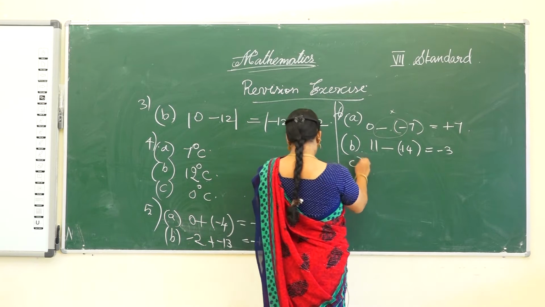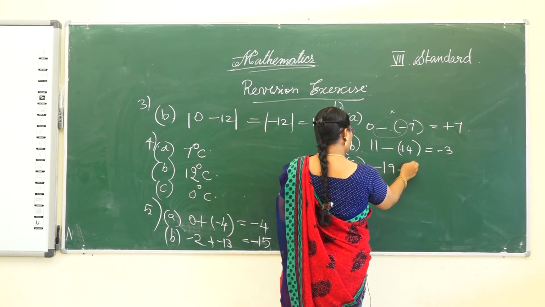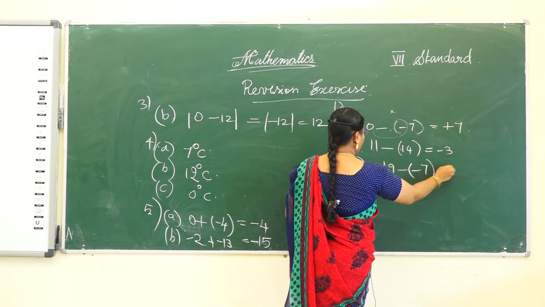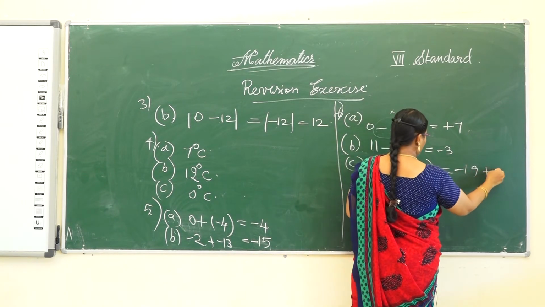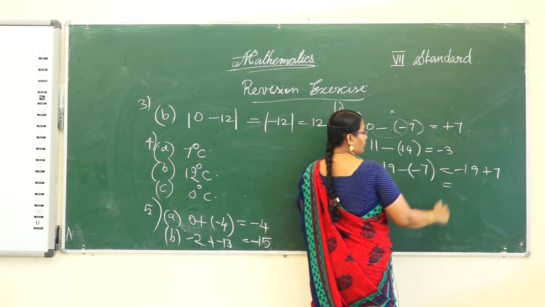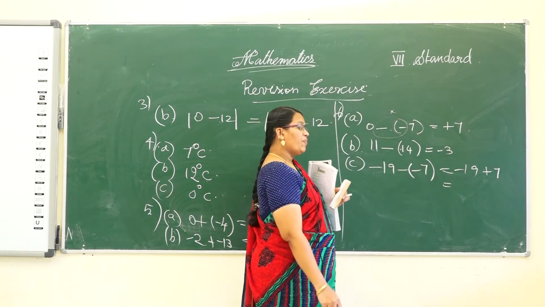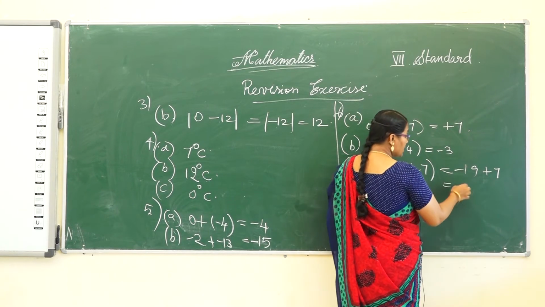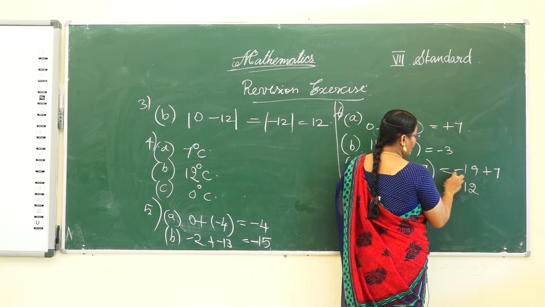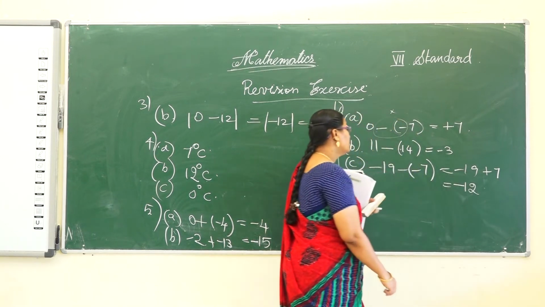And C, minus 19 minus 7. So minus 19, minus into minus is plus 7. Here two different signs will come. What do we do? Subtract and put the greater number's sign. Subtract 19 minus 7 is 12. So the greater number's sign is minus.